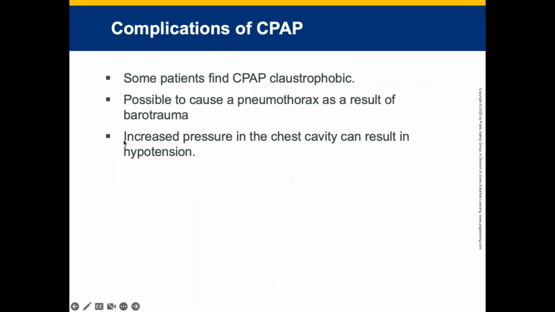Some patients find CPAP claustrophobic. So the best way to do it is have the patient apply the mask to their own face and hold it there. Then they start realizing it's actually working, and they go, okay, not so bad. Then you can put it on. It's possible to cause a pneumothorax as a result of the barotrauma. Also remember, it reduces blood pressure as well, and increased pressure in the chest cavity can cause hypotension.